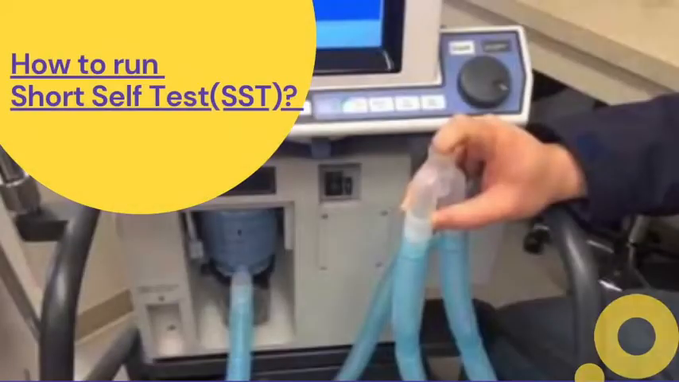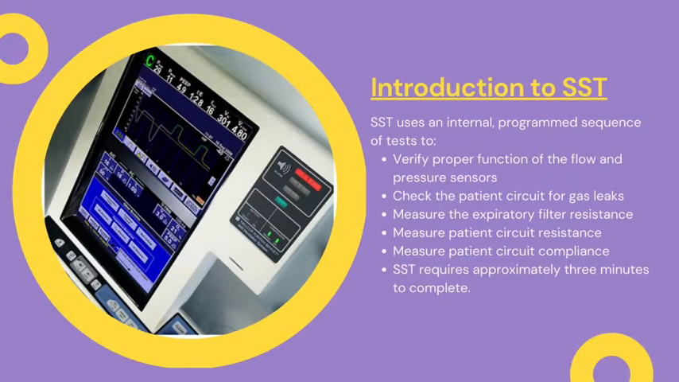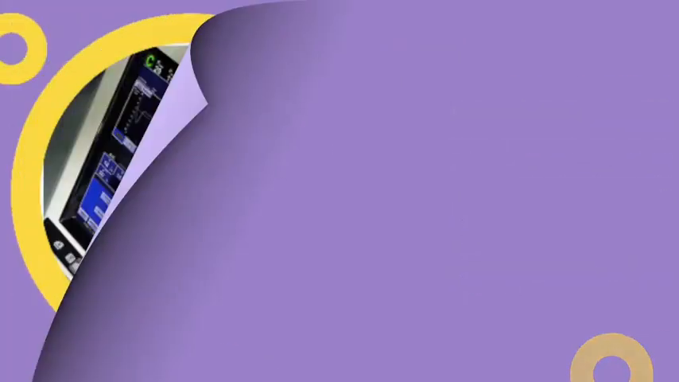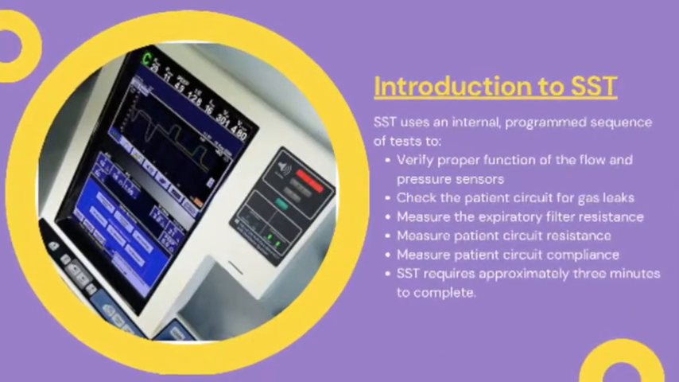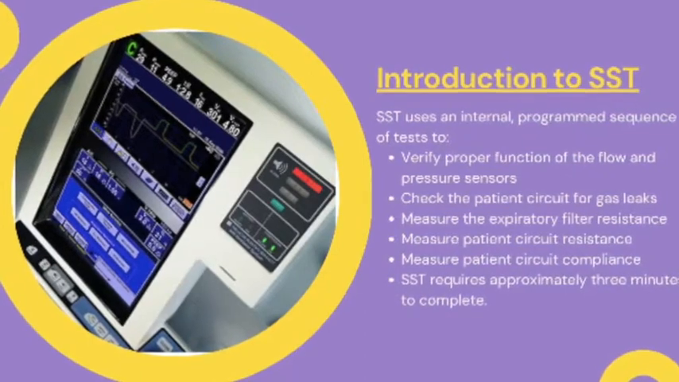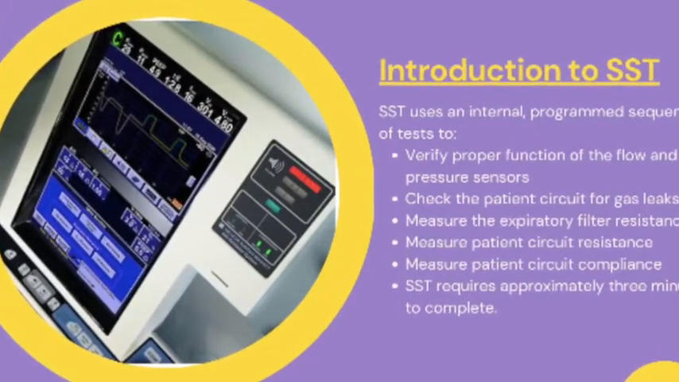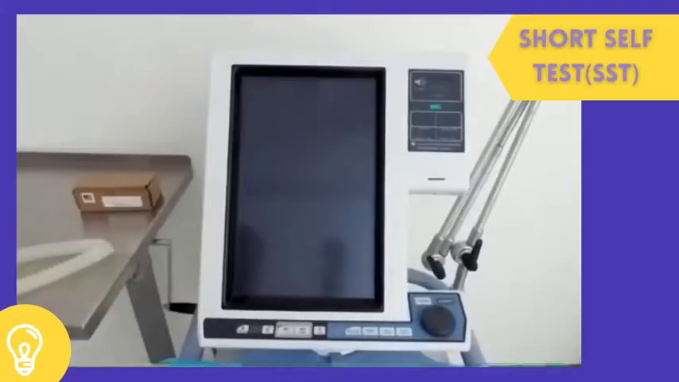How to run the short self-test in the Puritan Bennett to make sure the ventilator is working properly. SST uses an internal program sequence of tests to verify proper function of the flow and pressure sensors, check the patient circuit for gas leaks, measure the expiratory filter resistance, measure patient circuit resistance, and measure patient circuit compliance. SST requires approximately 3 minutes to complete. This video will show you how to do this test.